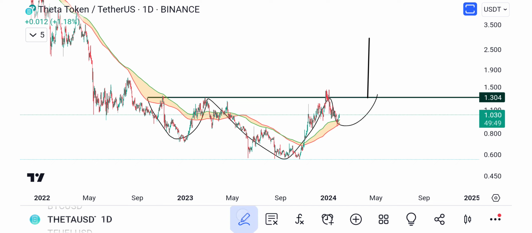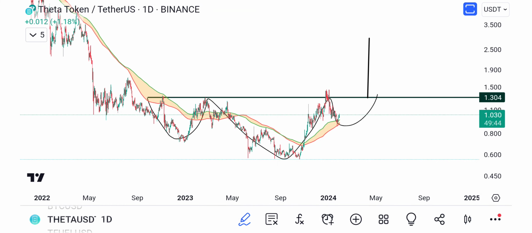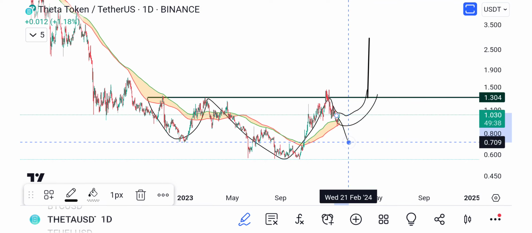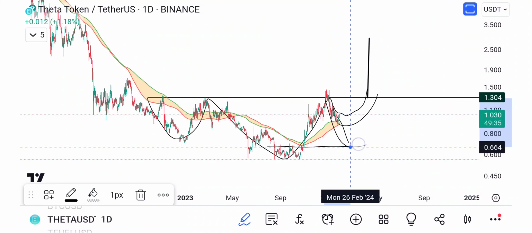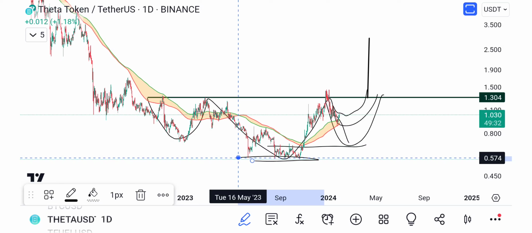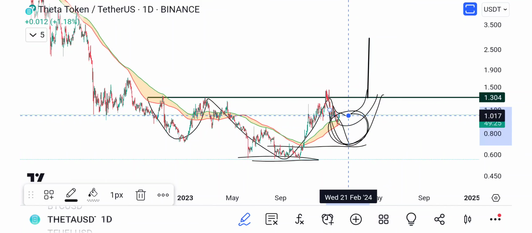That's my short-term target, by the way, if we curl out of here, which I believe is going to happen. Again, we can come down and backtest this area, which would be a really deep shoulder. But as long as we don't take out this low, we're fine. So if you're a Theta hodler, we've got a lot of wiggle room. We're in a good position.